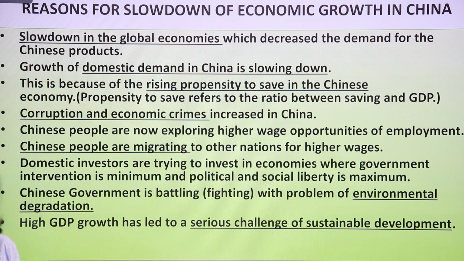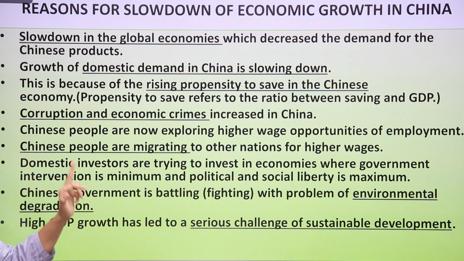So what are Chinese people doing? They are moving out of China to other nations in search of higher wage rates. They are moving to other nations, like developed nations or developing nations of the world, where they are being paid higher wages. So Chinese people are migrating to other nations for higher wages.